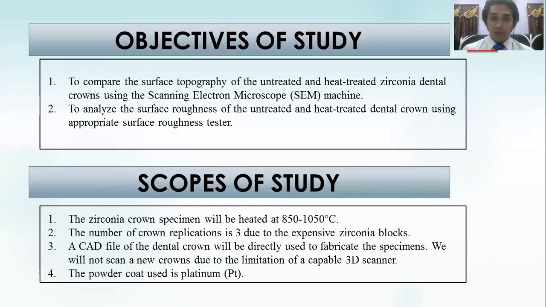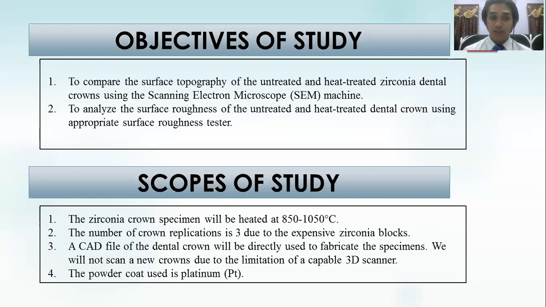The measurement process could be challenging due to the complex geometry of the dental restoration surface. The first objective of my study is to compare the surface topography of the untreated and heat-treated zirconia dental crown using the scanning electron microscope. The second one is to analyze the surface roughness of the untreated and heat-treated dental crown restorations using appropriate surface roughness tester. The first scope of my study is the zirconia crown specimen will be heated at 850 to 1050 degrees Celsius only during the heat treatment test.